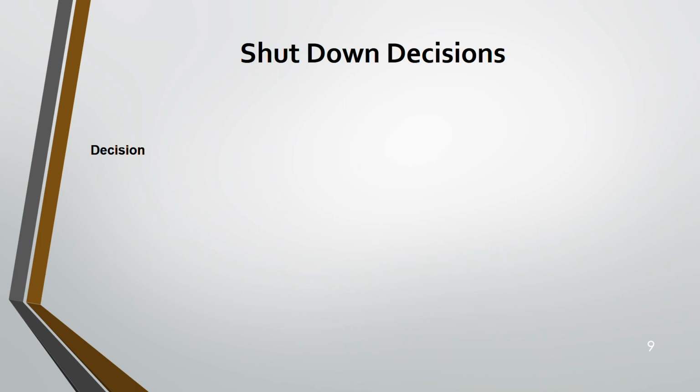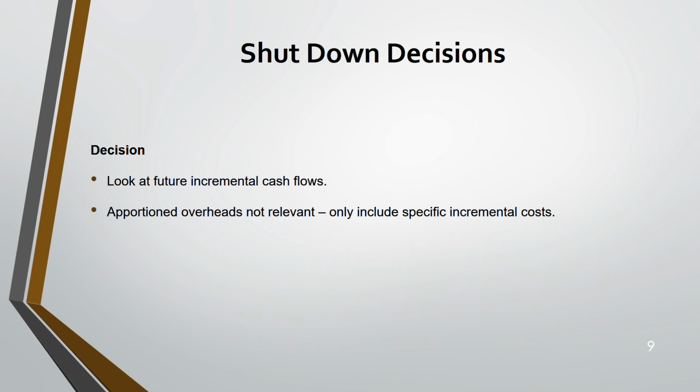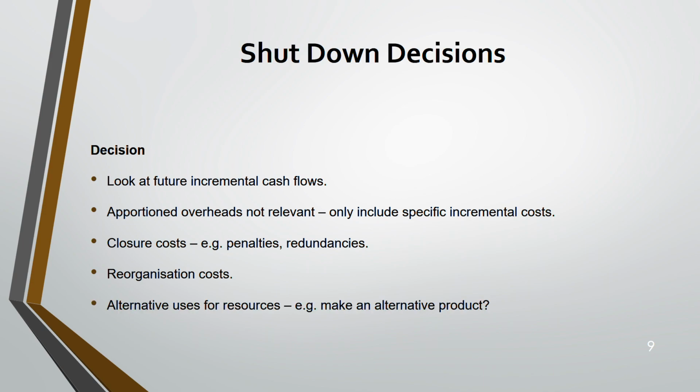Now, the next decision is whether to shut down or continue. So for this decision, again, look at the future incremental cash flow. Apportioned overhead is not relevant. Only specific incremental cost. Closure cost is there: penalty and redundancy. Then reorganization cost. Alternative use of resource. Can we make an alternative product?